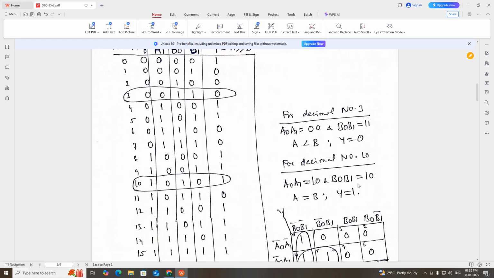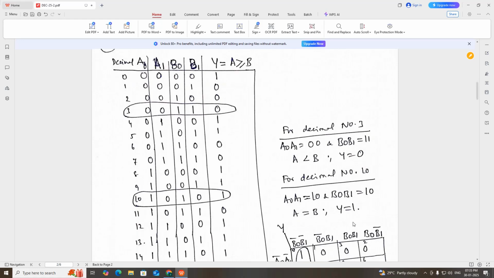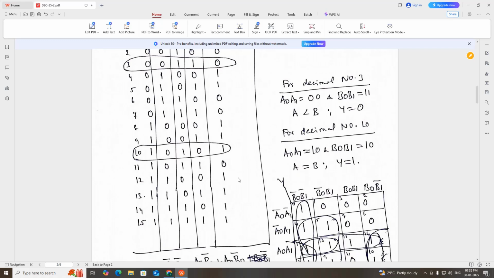So here a is equal to b, therefore for a greater than or equal to b, output y is 1. So y is equal to 1. So therefore I put 1 here. So similarly we can complete for the remaining.